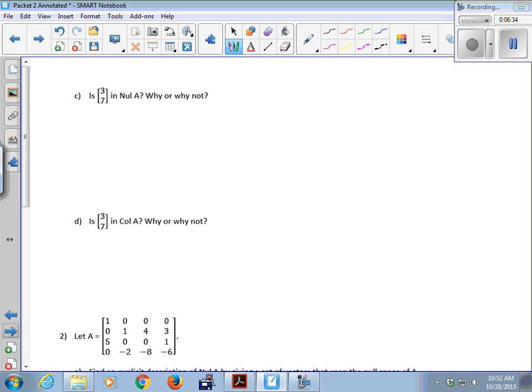All right. Is 3, 7 in null A? No. Why not? It has to have 4 entries to be in the null space. So this is a no, because null A has to be contained in R4, has to be a subset of R4. Because you can't multiply a 2 by 4 matrix by a 2 by 1 vector. It just doesn't work. So we can't even check if it gets sent to the 0 vector.